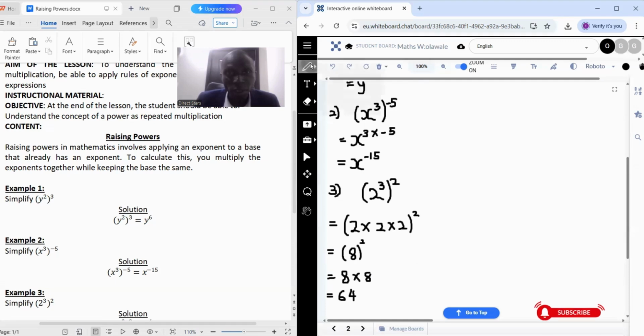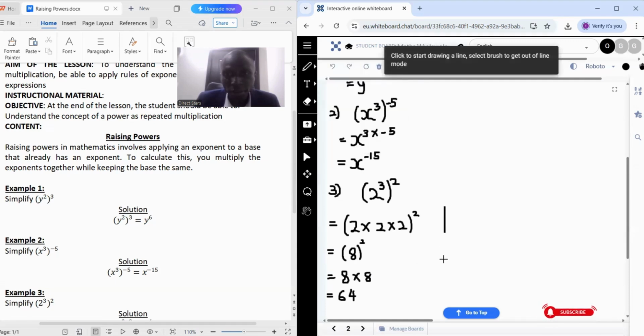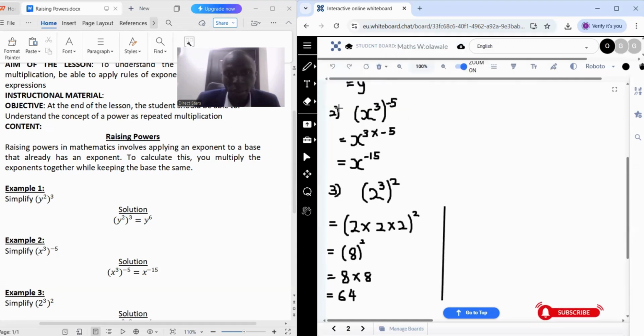And we can also do it in the second method. Now we have 2 raised to power 3, and everything here is power 2. Now multiplying the powers, we can have this to be 2 raised to power 3 multiplied by 2. We can have this to be equal to 2 raised to the power of 6.